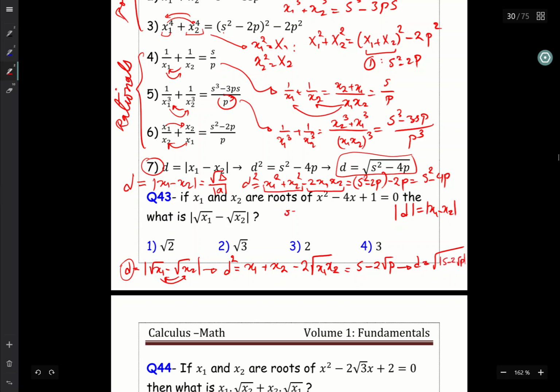So what is s? s is minus b over a, minus minus 4 divided by 1, which is 4. What is p? c over a, 1 over 1, which is 1. So s minus 2 square root of p is basically 4 minus 2, which is 2. Therefore d is square root of 2, the first choice.